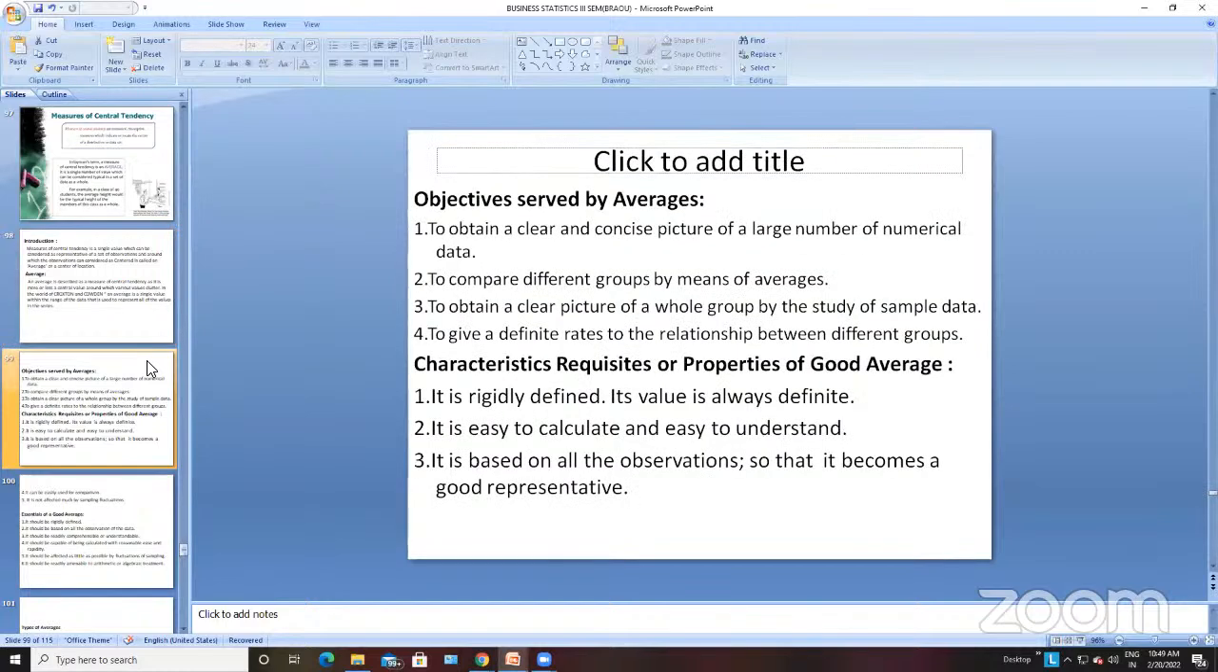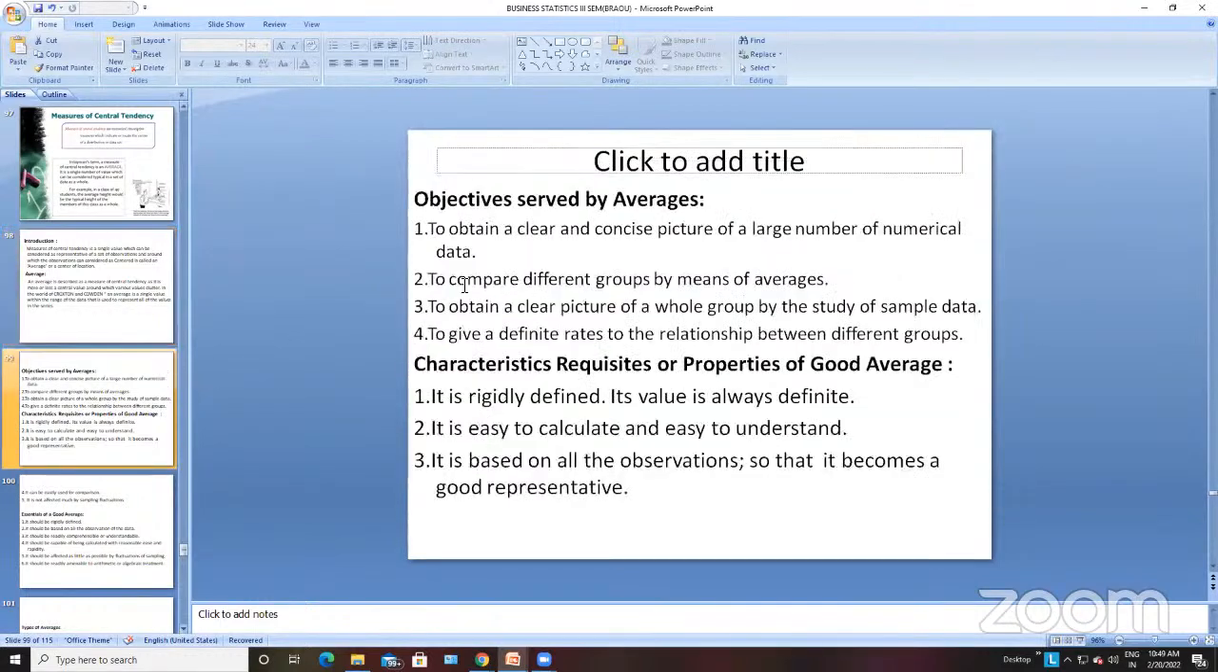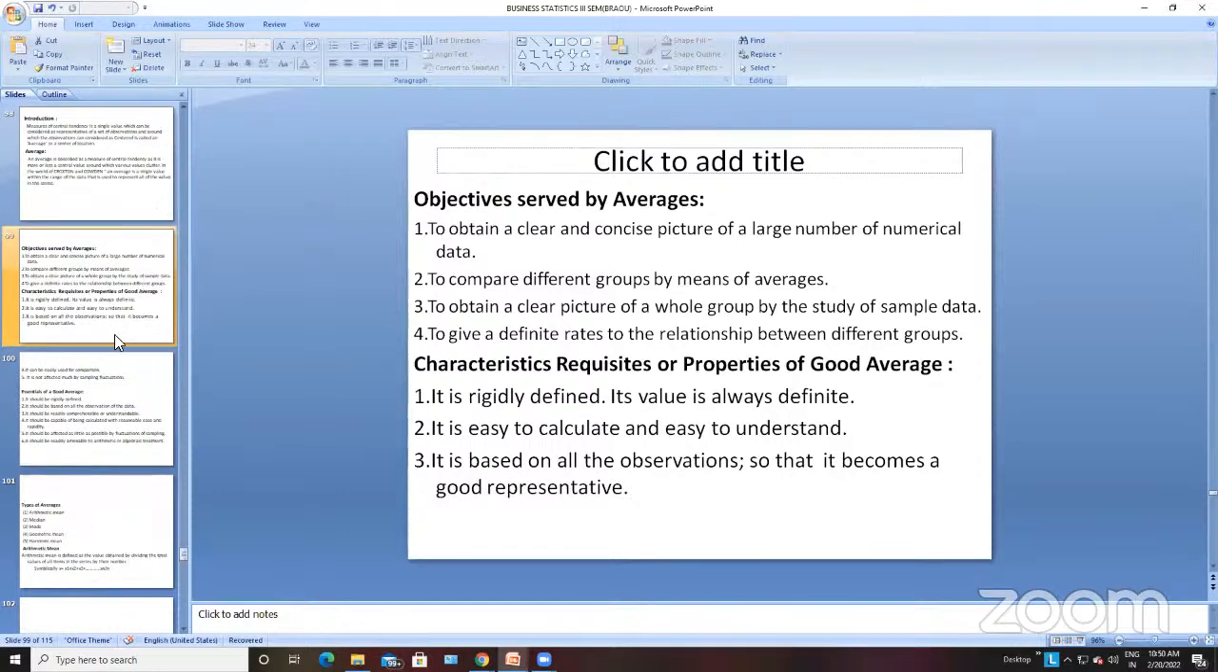Now this is the third one. The second one has only the introduction, so that is not important. These are the objectives. Characteristics are very important. Okay.